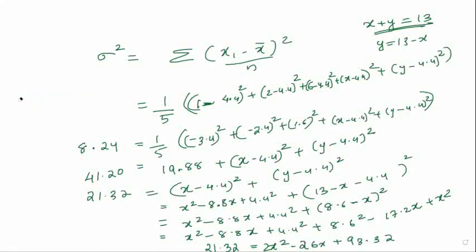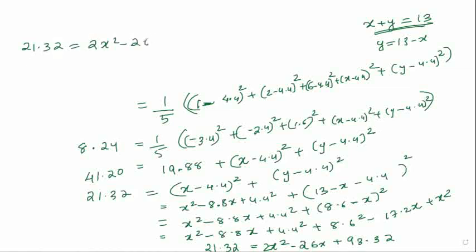Now it is about solving the quadratic equation. Okay, so just solve the quadratic equation. How to solve? So 21.32 is equal to 2x square minus 26x plus 93.32. Take everything to one side: 2x square minus 26x plus 93.32 minus 21.32. So 93.32 minus 21.32 is 72, equal to 0. So that can be written as x square minus 13x plus 36 equal to 0.